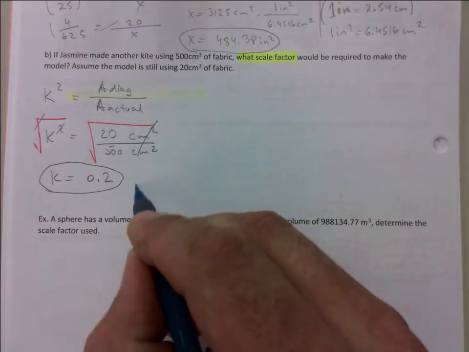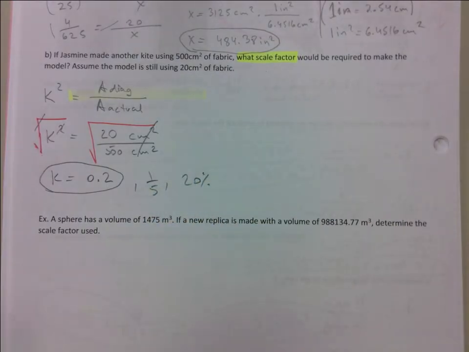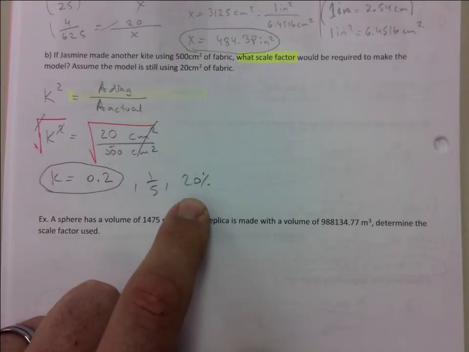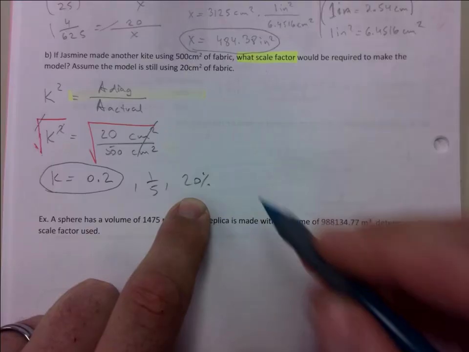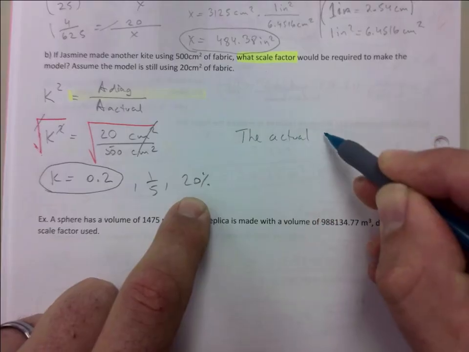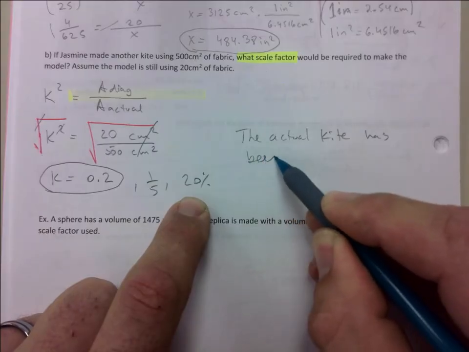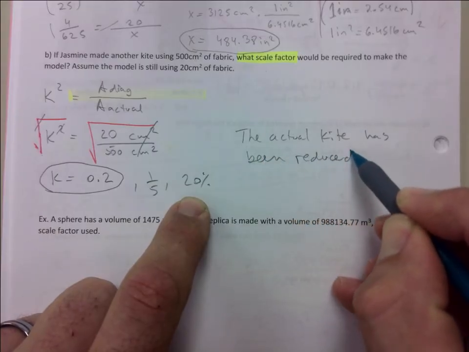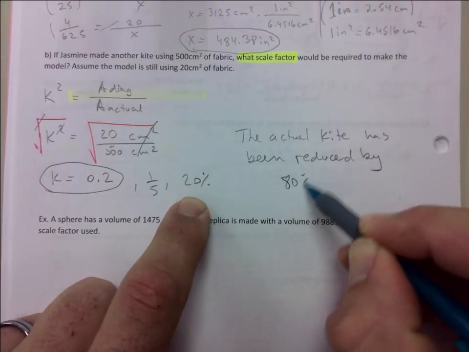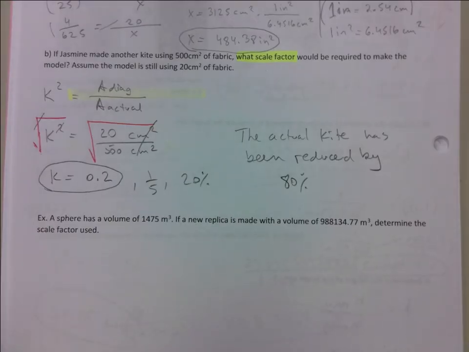So yes, that's okay as well to state it in those. How much has it been reduced by? How much has the actual been reduced by? 80%. The actual kite has been reduced by, in this case, 80%. Okay, so don't forget that. 100 is your original, and then you go from there.